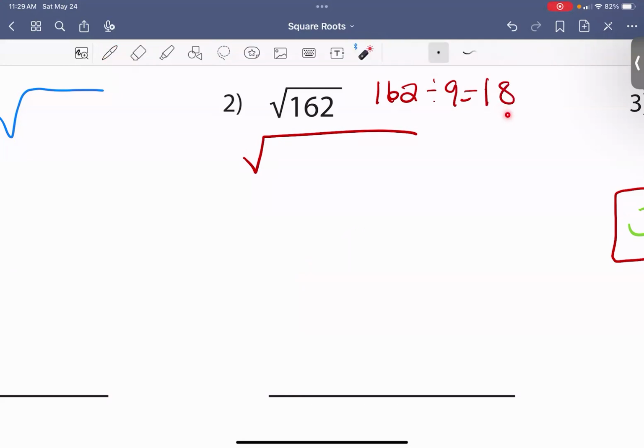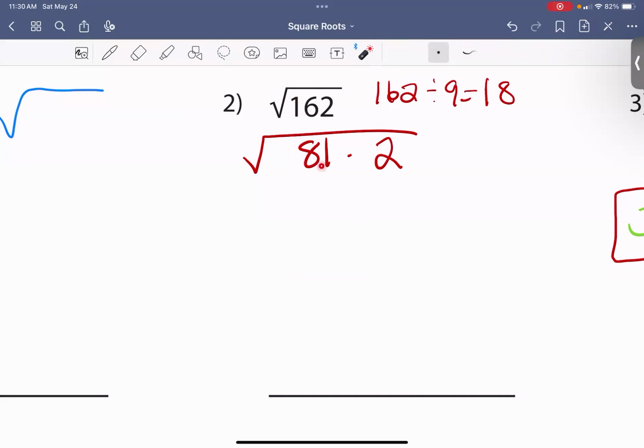I'm seeing that 9 can also go into 18. So I'm going to have to find a bigger perfect square at this point. I'm going to use 81. So the square root of 81 times 2 gives me 162.